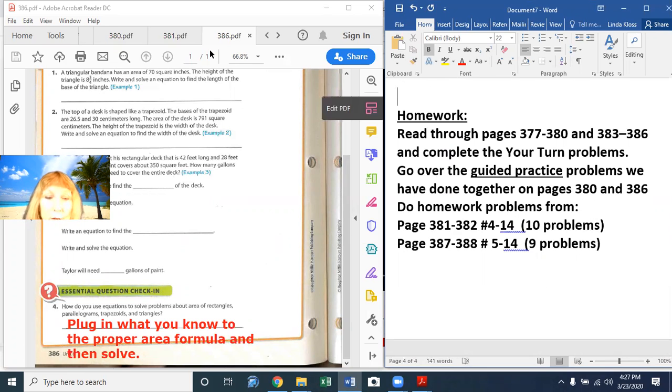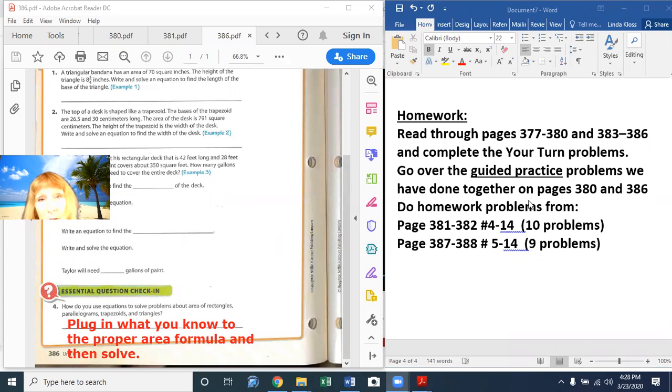Your homework is going to be reading through pages 377 and 380 and 383 to 386. Then you're going to complete the Your Turn problems that you find in those pages. Go back over the guided practice that we just did on this video. Then homework, page 381 to 382, number 4 through 14. There's 10 problems there. And 387 to 388, 5 through 14, there's 9 problems there. So I'm giving you 19 problems, and I would like to give you a couple days to get that done because some of those are longer problems.